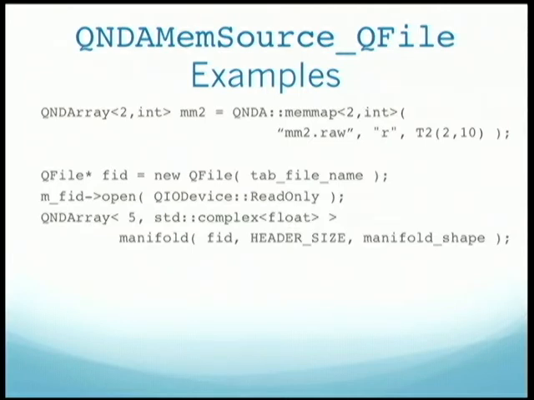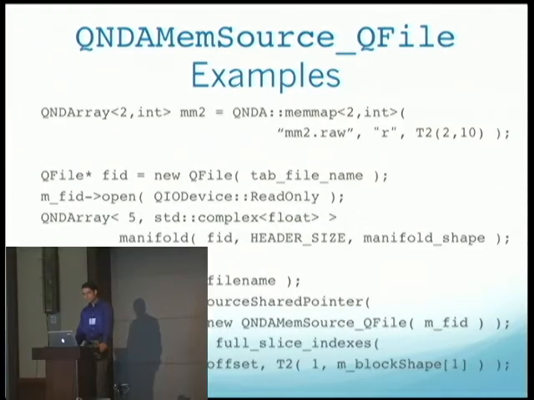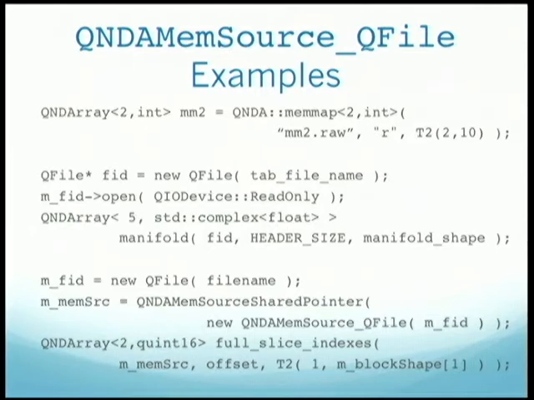But there's a lower level also which you can access it. You can open the file yourself, however you want to do that, or any QIODevice, and pass it to a constructor. And this is code taken straight out of a project that I'm working on. Passing the file ID to a constructor with an offset and then a shape, and there you go, there's your instance.